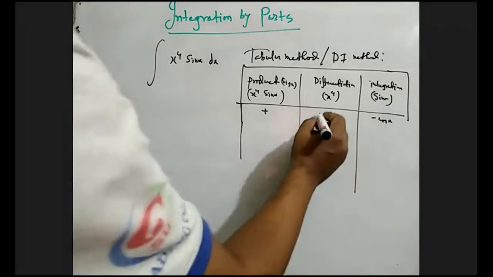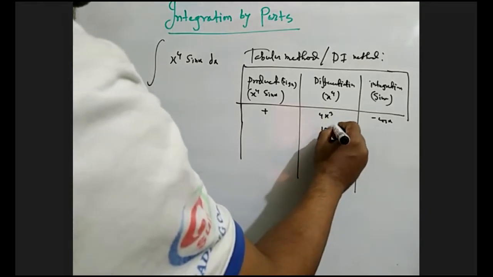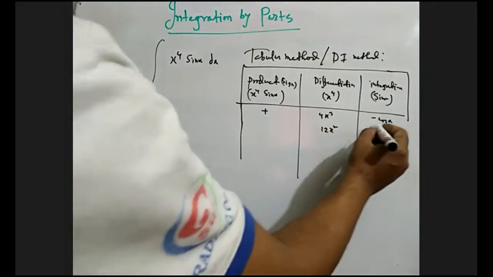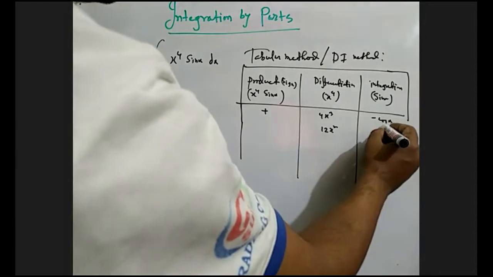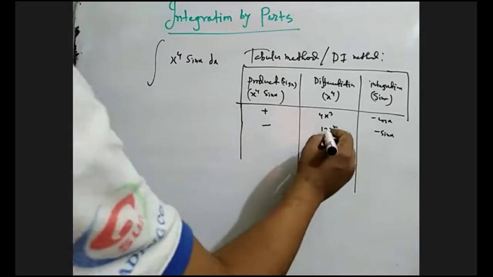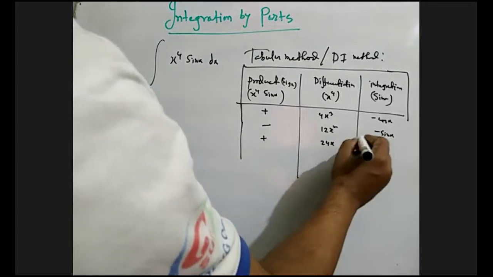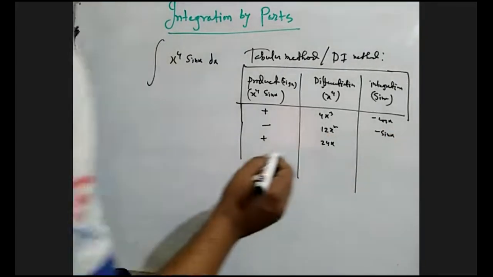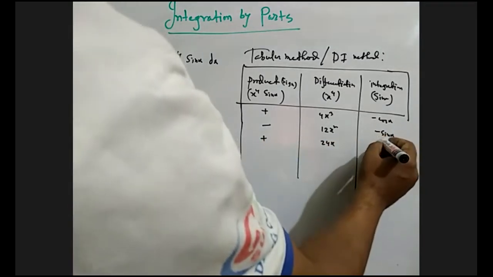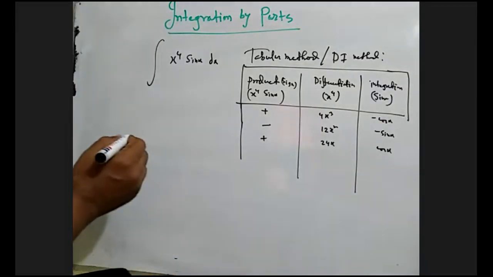For the second one, 4x cube differentiation, what will be? 12 x square using the power rule. Similarly here integration, what? Minus sin x. The sign will be minus. And 12x square differentiation, what? 24x. Here integration will be sin x integration, what? Minus cos x. So minus minus plus cos x.